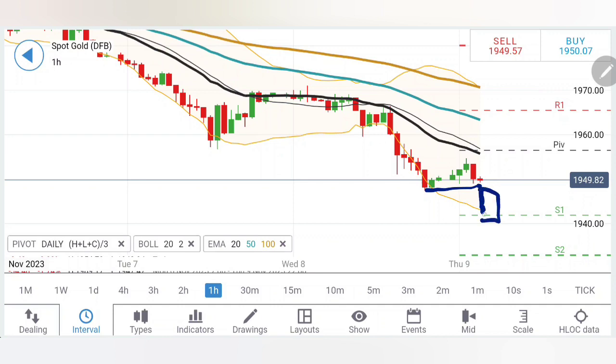We are looking forward to 1941.5 levels, and in fact it can reach lower. 1941.5 is the first support zone once the price stays below 1940.